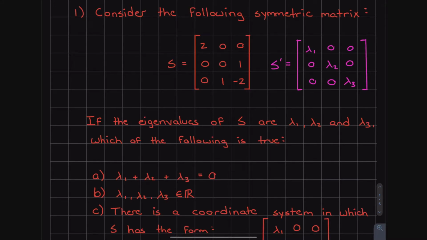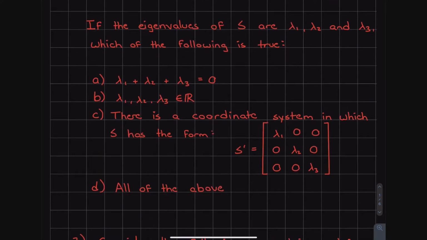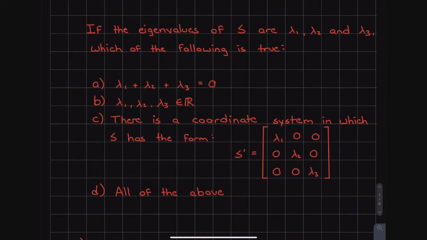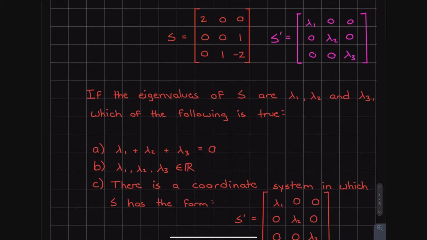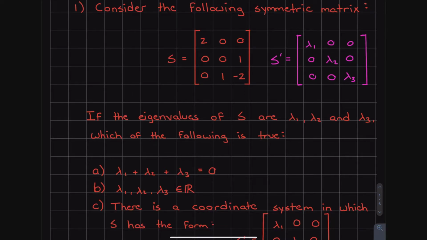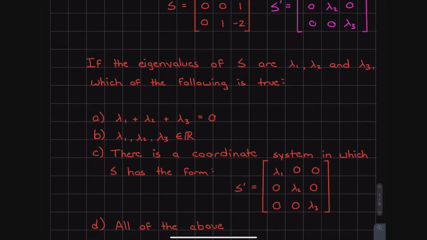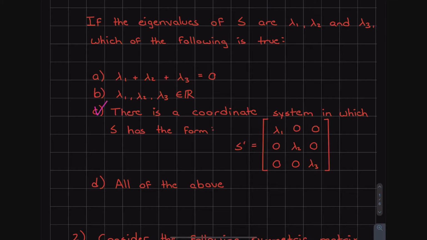Because the question says, if the eigenvalues of S are lambda 1, lambda 2, and lambda 3, which we just put up there, which of the following statements is true? So we're going to start off with part C, because part C is just what we talked about. It says there is a coordinate system in which S has the following form, where S prime is equal to lambda 1, lambda 2, lambda 3 in a diagonal form. And we just discussed, yes, that's a special property of a symmetric matrix. So we know that C is definitely true right from the start.